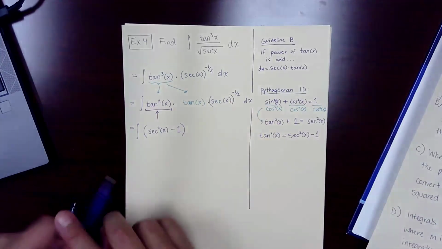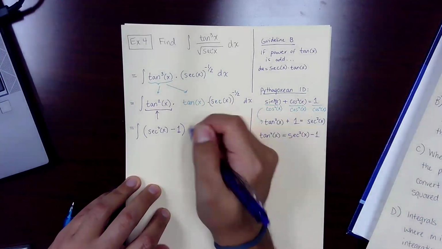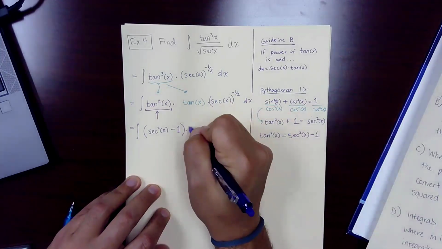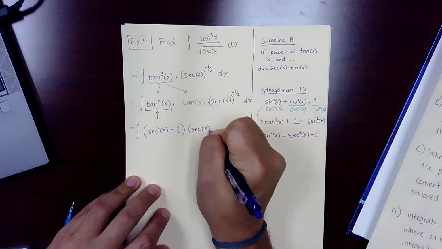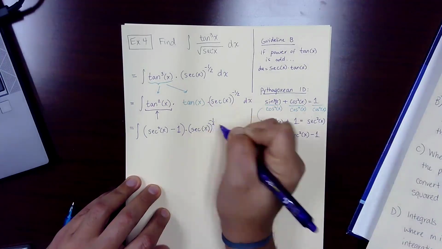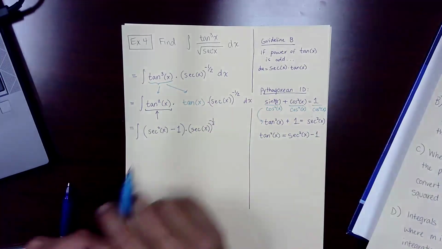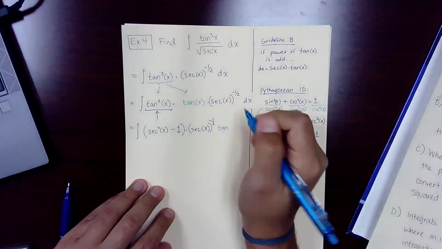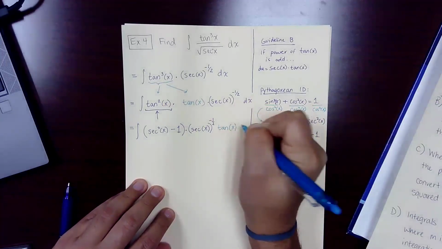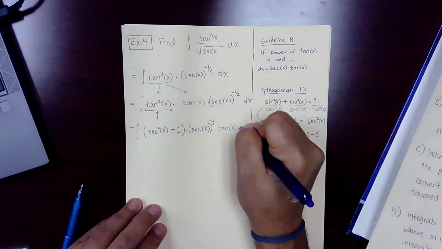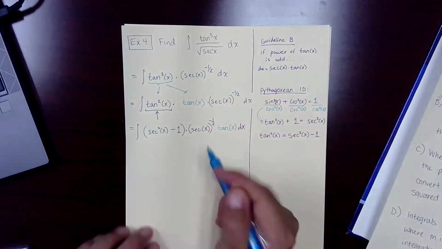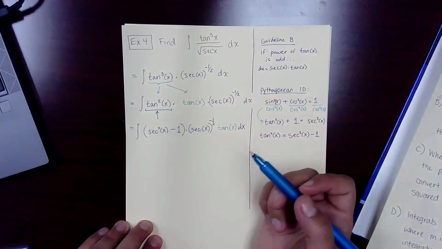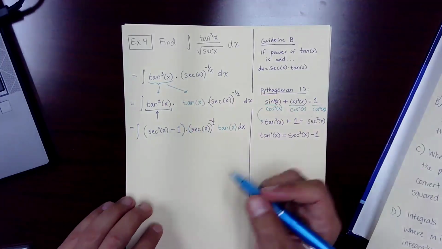And I'm going to rearrange this. I know that maybe the rearranging gets a little bit overwhelming or disorienting. I'm going to put the secant x to the negative 1/2 power here, and I'll move the tangent just temporarily to the back with the dx. Because now that everything is in terms of secant, we can just distribute that secant to the negative 1/2 power in.